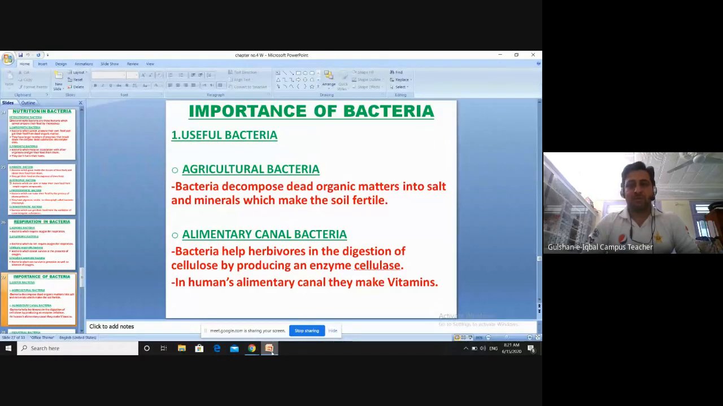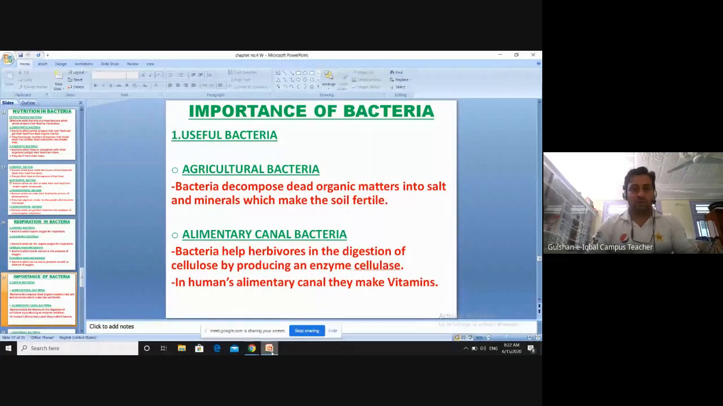Importance means that you have to write useful as well as harmful effects. Some of the students have a misconception that importance means useful. No, it's not only useful effects. Importance of a thing means you have to tell the positive effects as well as the negative effects. So we are going to discuss the positive and negative effects of bacteria over here.